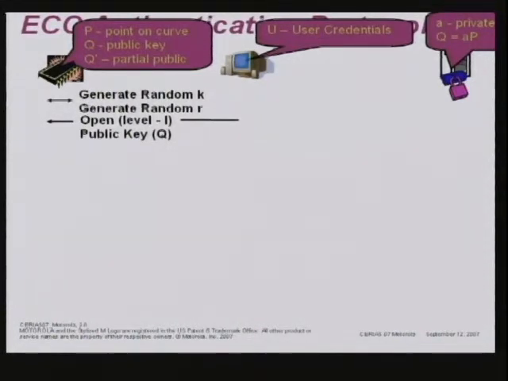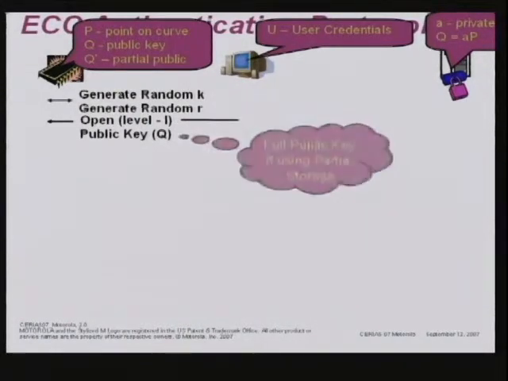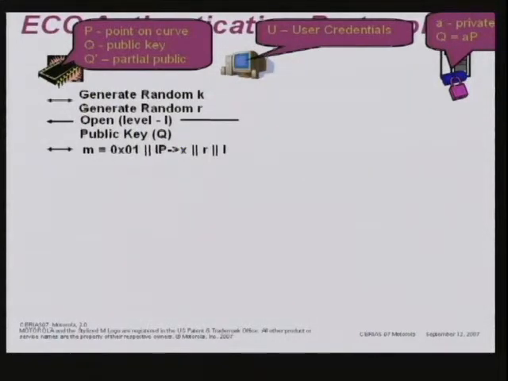There's a couple of techniques that we'll use to verify that the Q that he gave me is in fact the real Q that I'm expecting. Now this level is optional. In some cases you may only have an on-off condition, but in most of the devices we're concerned about, we typically have as much as 32 levels of permission based on these multi-core chips. And again, the Q is only going to be used if I'm using the partial storage.